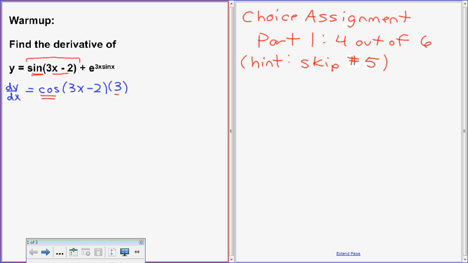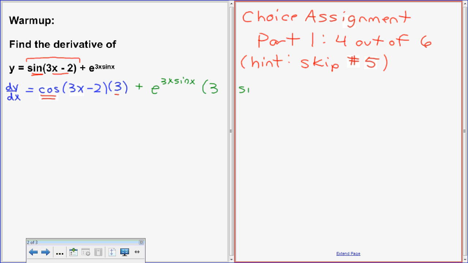Anyway, enough with that. e to the 3x sine x. Can someone be brave and tell me how to do that one, please? Alistair, go. Excellent. Let me write that down here. Plus 3x cosine. That's what you said, I hope, Alistair? Oh, that's what you said. No, it's just 3 sine x.